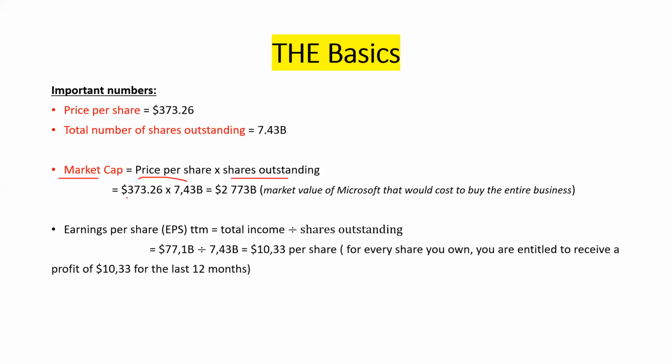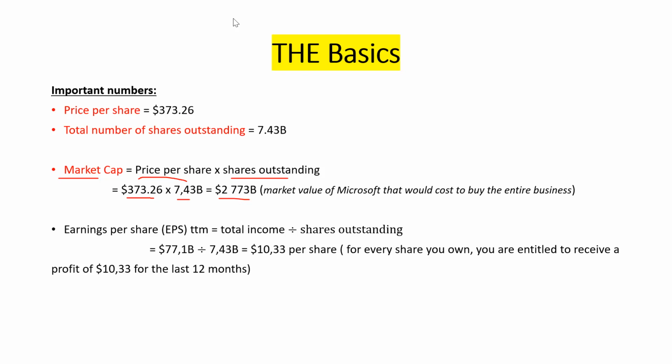So we said the share price is $373.26 and the shares outstanding is 7.43 billion. So multiplying these two figures gives us $2,773 billion. So if you wanted to buy the whole of Microsoft, you will have to pay $2,773 billion. Okay, but you don't need to calculate this figure. It is already given to us.